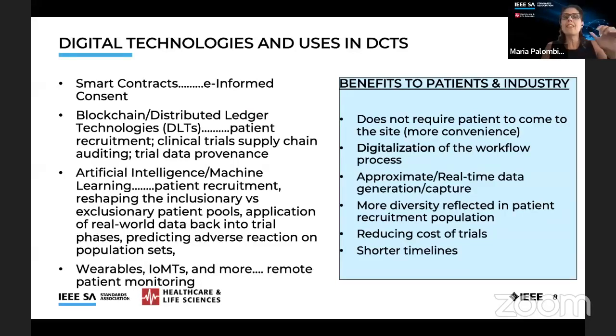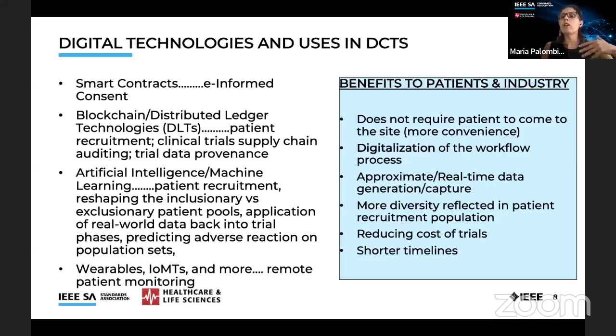So, when we look at the electronic informed consent process, most informed consent processes are still based on paper. However, sometimes you might get a PDF version, electronic version, depending on the protocol at the time. And what happens is that there are multiple copies of these documents. This goes regardless of what type of clinical trial you have.